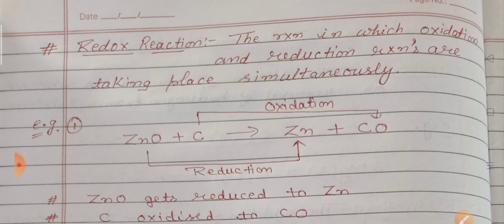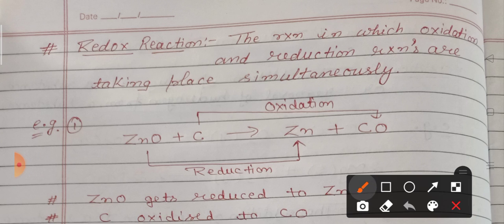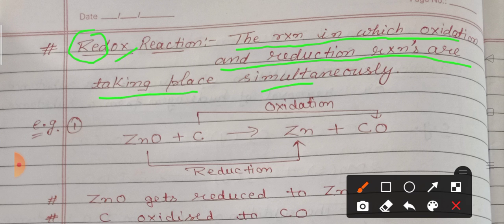The redox. RED in the redox represents reduction, while OX is for oxidation. So we can define the redox reaction as the reaction in which oxidation and reduction reactions are taking place simultaneously. It means in all those reactions where oxidation and reduction both are taking place, the reaction will be known as a redox reaction.